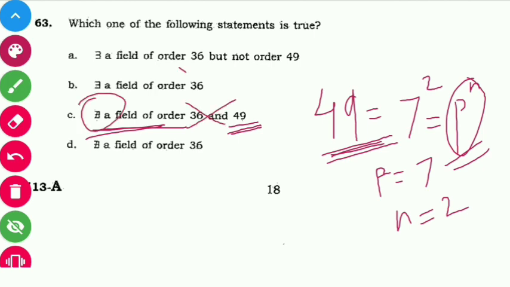Hence this must be true, because all these are not true. And clearly this is true because there does not exist a field of order 36. हमने अभी देखा था फर्स्ट ऑप्शन में. So this is the correct option.